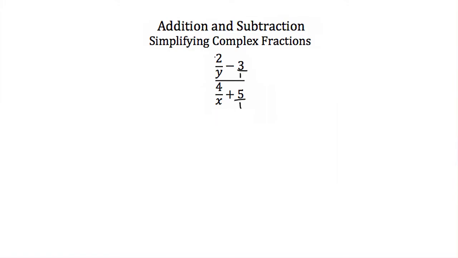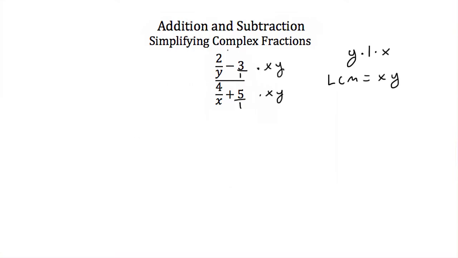My first fraction, 2 over y, my least common multiple would be y. For 3 over 1, my least common multiple would be 1. For 4 over x, that would add an x to my least common multiple. And then 5 over 1, we're adding a 1 to our denominator, but we already have it. So our least common multiple is going to be xy. So I'm going to multiply both the top and bottom of this equation by x times y.